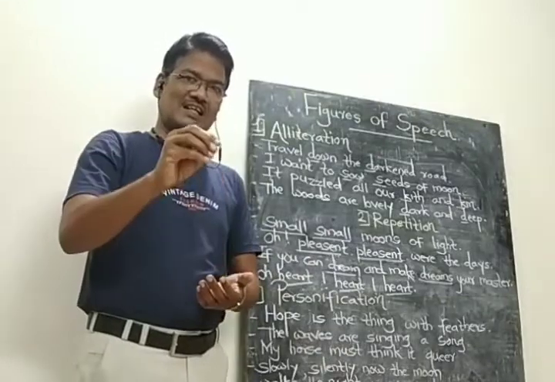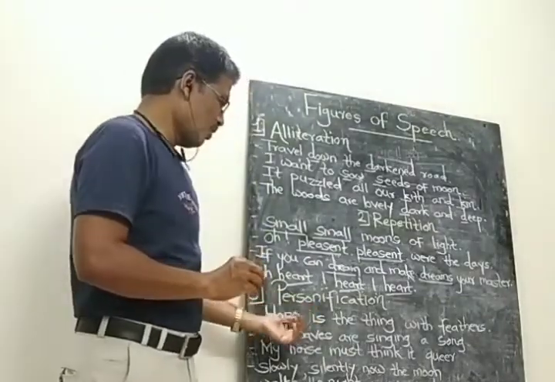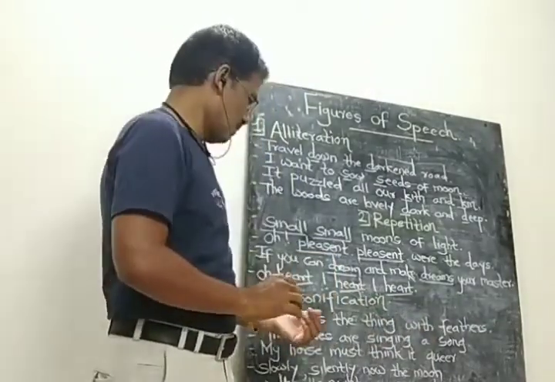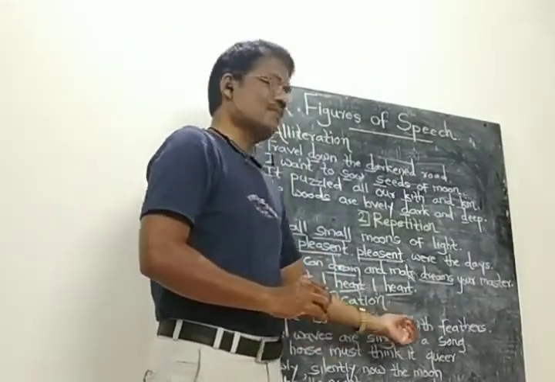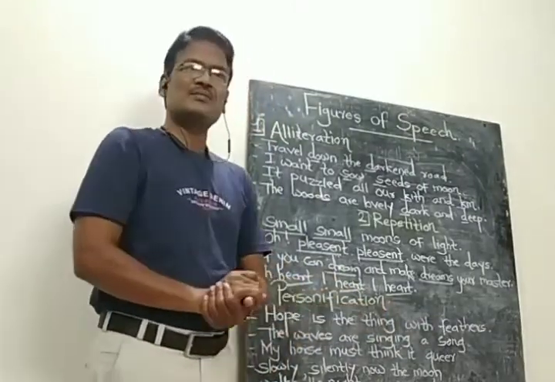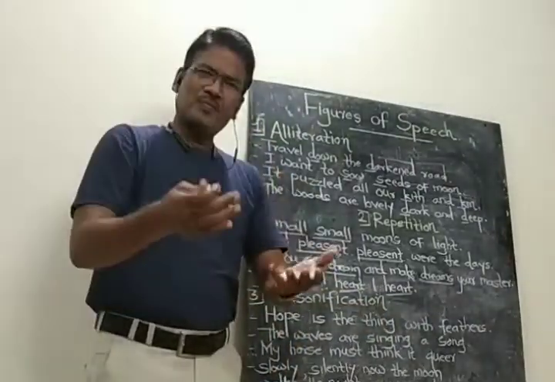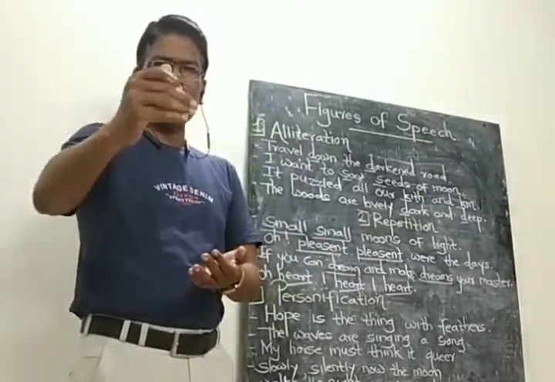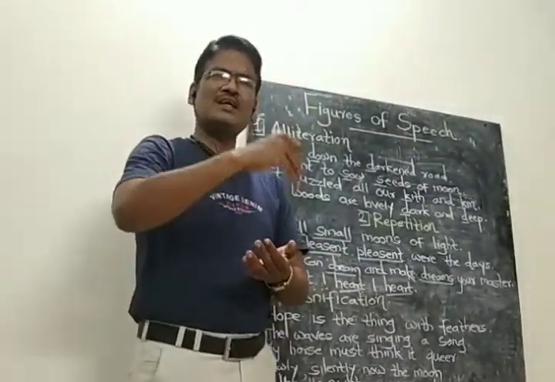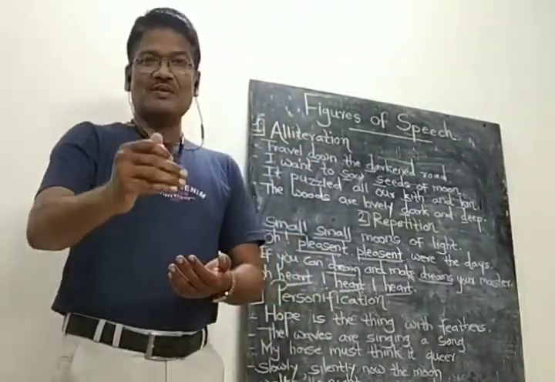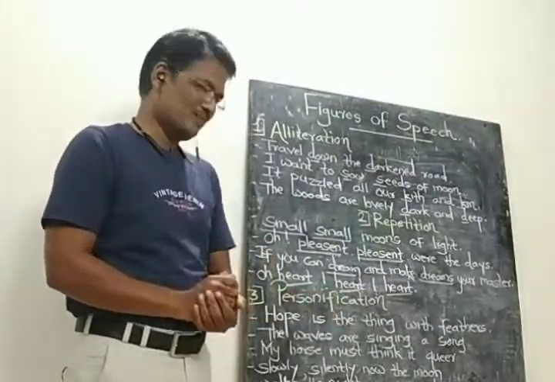Let us see, in 9th standard we have studied the poem "Hope is the thing with feathers." See, hope is the thing with feathers. Here, hope is a non-human being, and this non-human being is imagined as a human being. That is why it is personification.